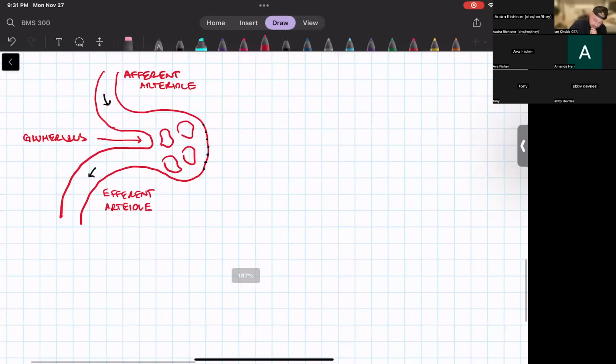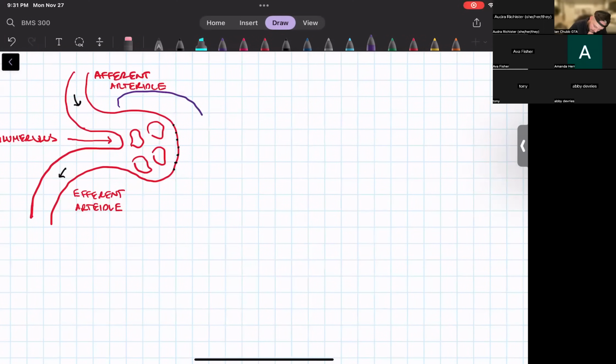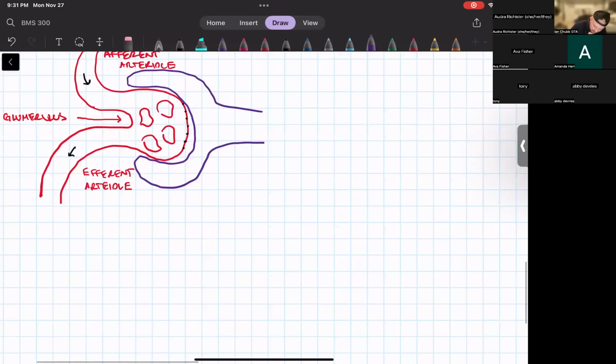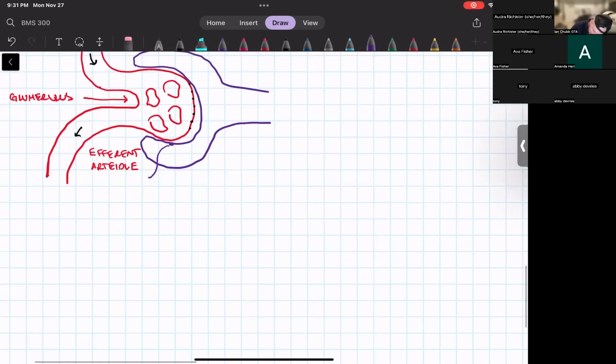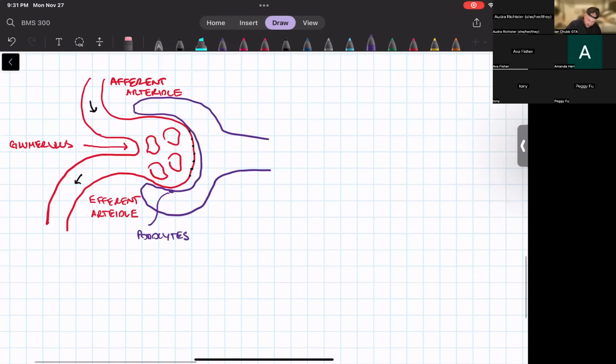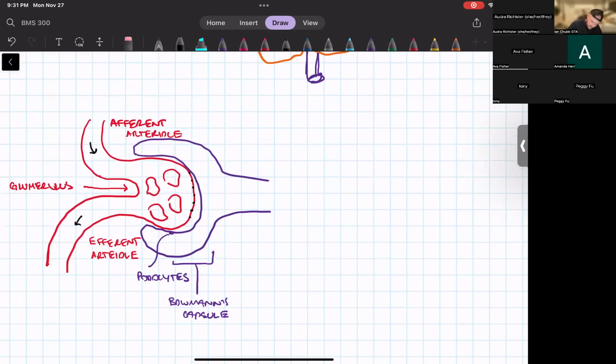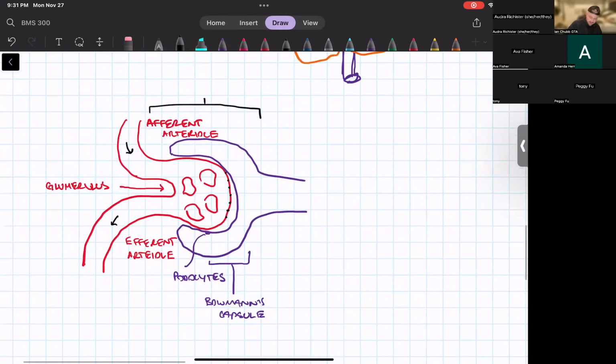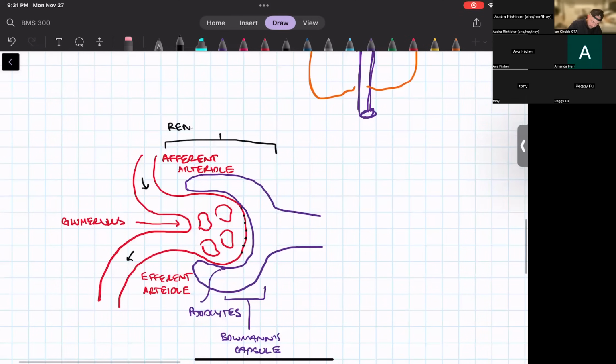Okay. And surrounding the glomerulus is our Bowman's capsule. We have specialized cells here called podocytes. They're also slightly fenestrated with a bigger gap, so we can let more fluid into the actual Bowman's capsule itself. So this actual structure is called Bowman's capsule. All together, the glomerulus and the Bowman's capsule, this is our renal corpuscle.